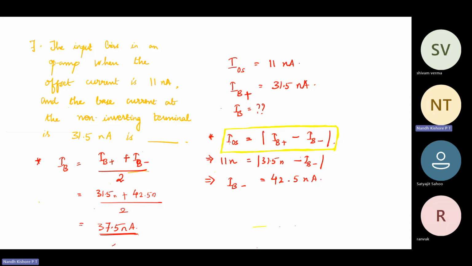And the bias current is the average of the two currents at the input terminals of an op amp. So the offset current is IB plus minus IB minus, and the bias current is the average of the two.